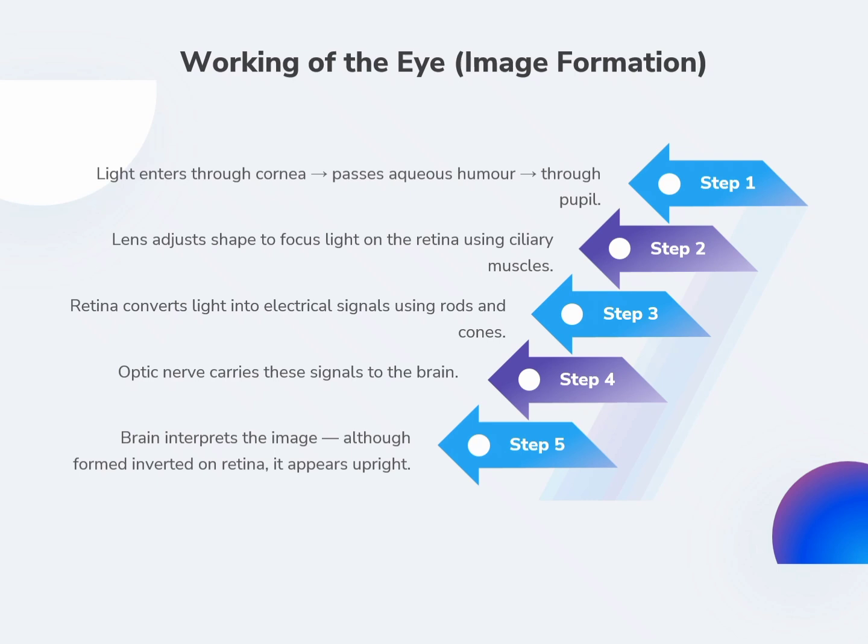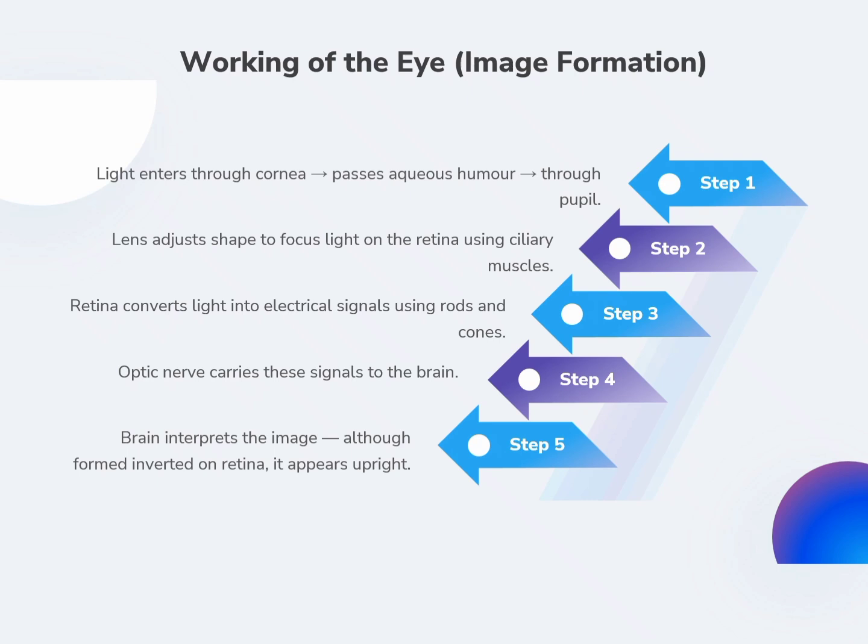Working of the eye, image formation. So how does our eye form an image? 1. First, light enters through the cornea and passes through the aqueous humor and then the pupil. 2. The lens then adjusts its shape, thanks to the ciliary muscles, to focus the light precisely onto the retina. 3. The retina, with its rods and cones, converts this light into electrical signals. 4. These signals are then carried by the optic nerve to the brain. 5. Finally, your brain interprets the image.